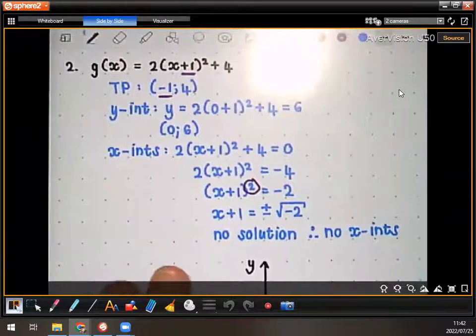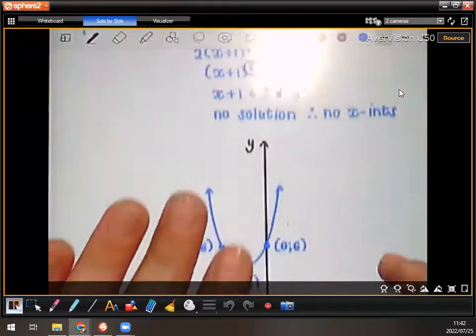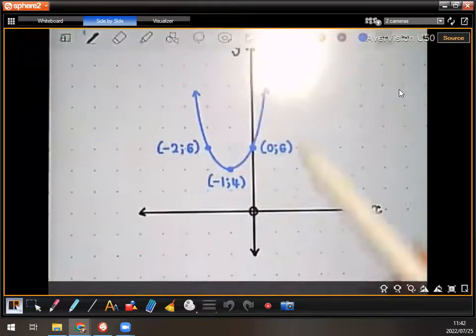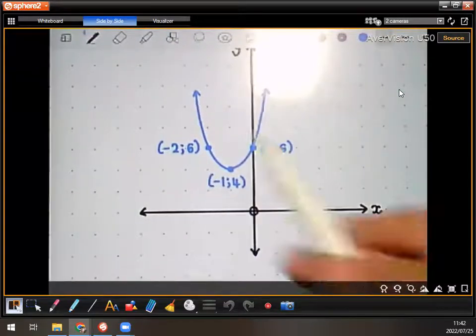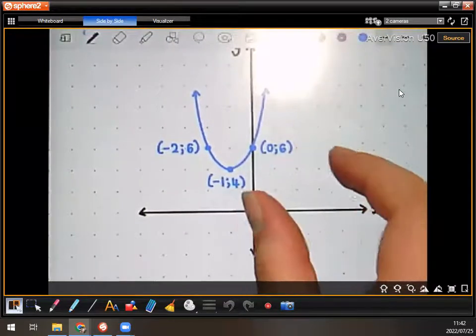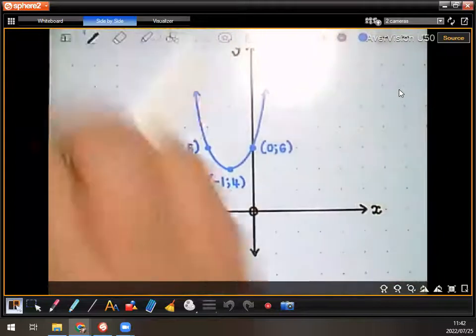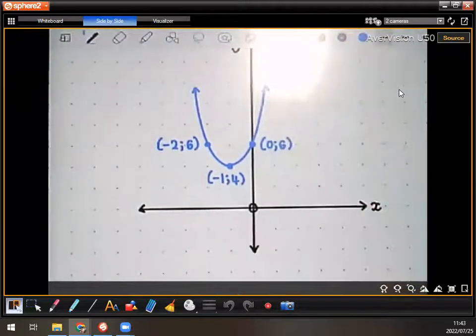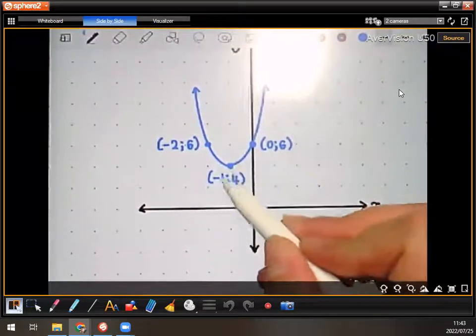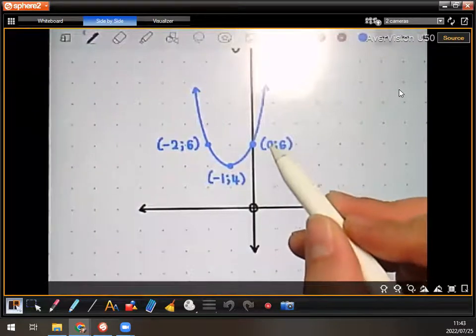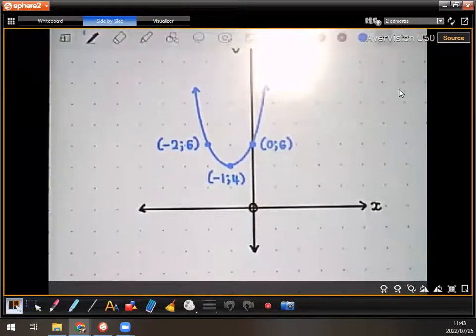So what you could have done in this case is draw your Cartesian plane and plot the 2 points that we had. Those were the only 2 points that we had calculated. That was our turning point and that was our y-intercept. And guys, do you remember from the graphs that we did before the break? I always said you needed the middle point and then 1 point on either side. Do you remember that?